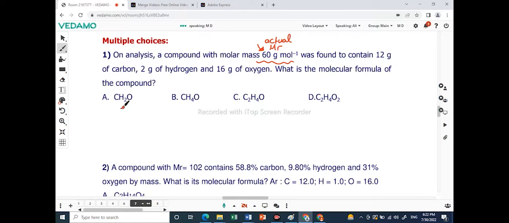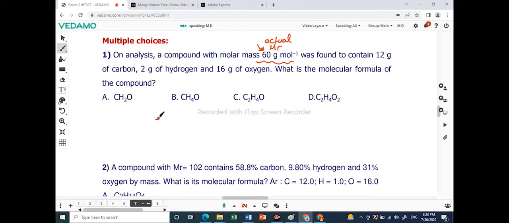It has 12 carbons, 2 hydrogens, and 16 oxygen. What's the molecular formula of the compound? One of the ways in which you can calculate the molecular formula is to go through the empirical formula calculation. You take the masses, you divide over the molar mass to find the mole, then the mole ratio, and then you go through the molecular formula.